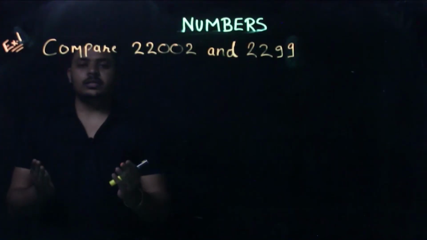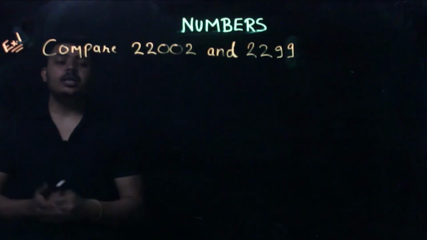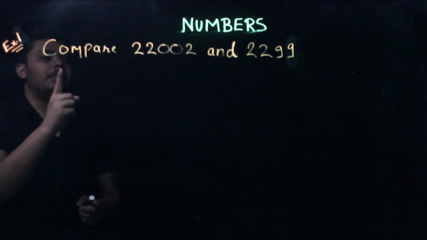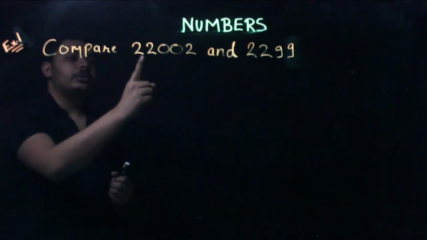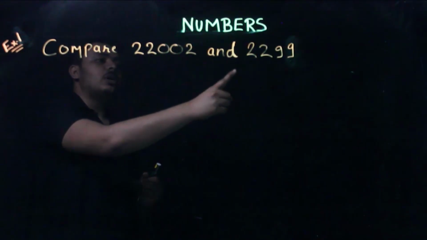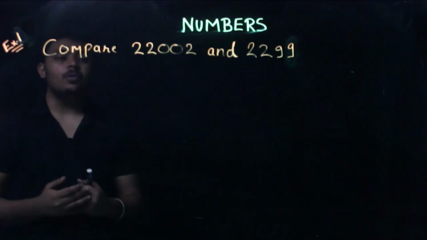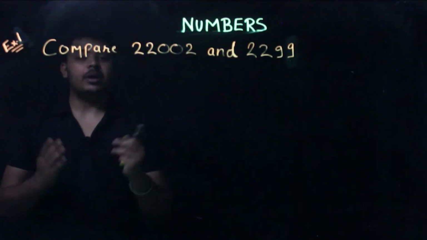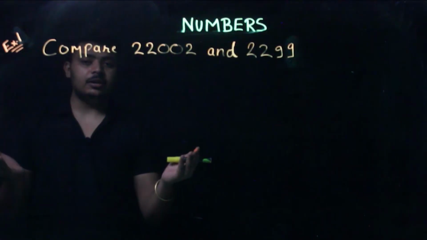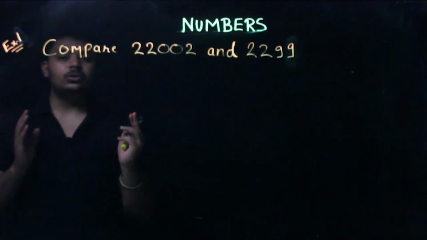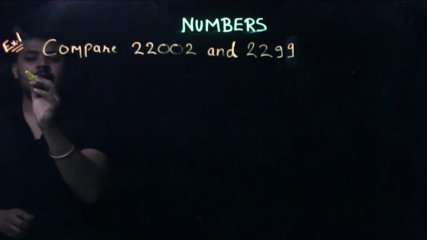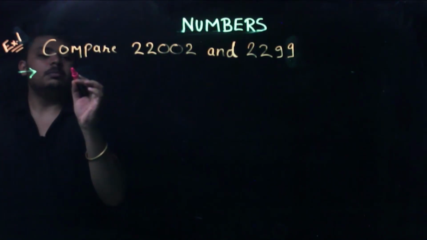So students, this is our next example. In this example, let's see what we have to do. So let's read, compare 22,002 and 2,299. So we are given two numbers and we have to compare the two numbers. We have to find out which one is greater and which one is smaller. So to do that, first we will write both the numbers.